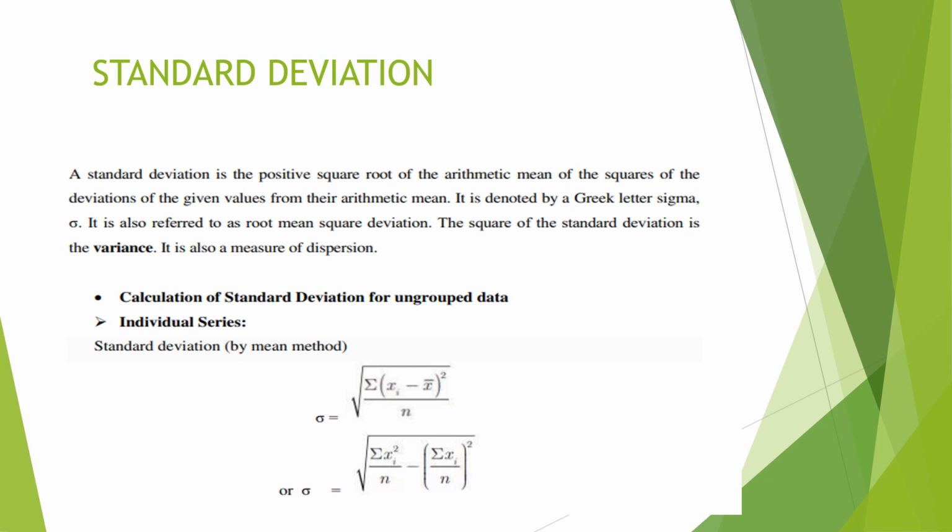First of all, the formula for the calculation of standard deviation for ungrouped data, or individual series, is sigma equal to under root of summation of (x minus x mean) whole square upon the number of observations. Or we can use sigma is equal to under root of summation of xi square upon n minus (summation of xi upon n) whole square.